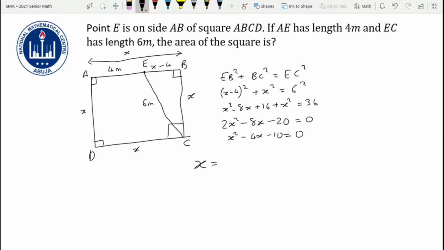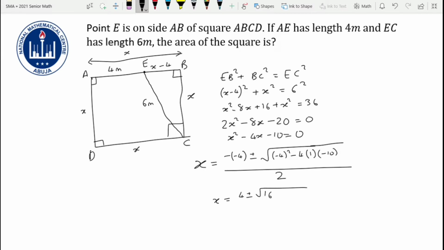So x is going to be minus b, which is minus 4, plus or minus the square root of b squared, which is minus 4 squared, minus 4ac. A is 1, c is minus 10, divided by 2a, which is 2. So x is going to be 4 plus or minus the square root of 16 plus 40, over 2, which is 4 plus or minus the square root of 56 over 2. And the square root of 56 is 2 root 14. So that's going to be 4 plus or minus 2 root 14 over 2. Which means that x is going to be 2 plus or minus the square root of 14.